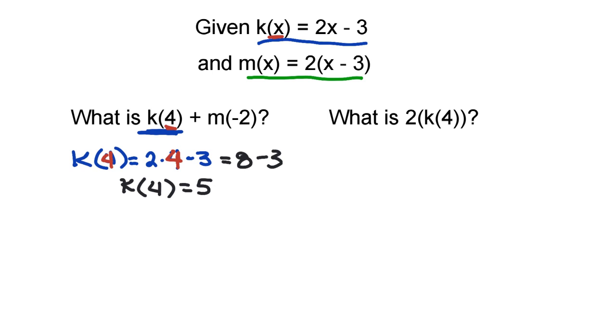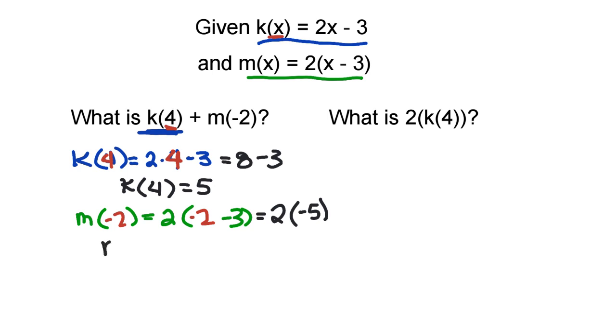So I'm going to figure out what m of negative 2 is. So m of negative 2, I'm going to have to take 2 times the number minus 3. So I'll plug that negative 2 in. So this tells me to take 2 times, what is negative 2 minus 3? Negative 5. And then I just multiply those together. So m of negative 2 is equal to negative 10.